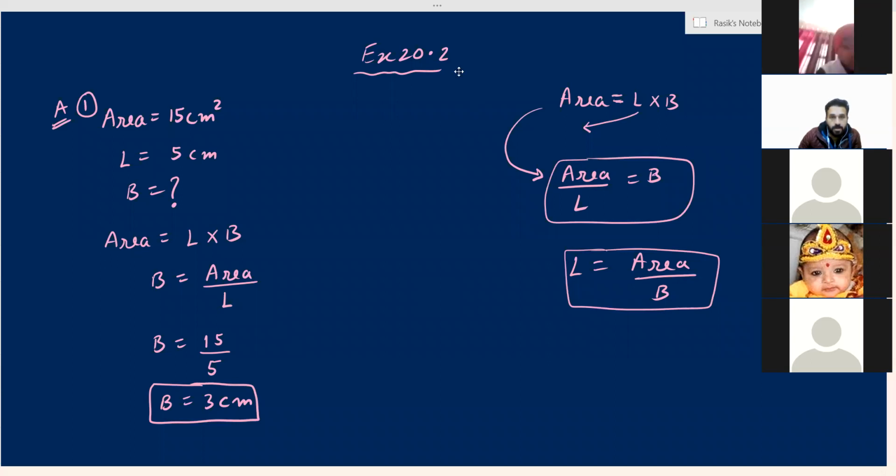Yes, Samar, is there any doubt? Sir, I was saying that we have to show the division also. No, beta, that is not compulsory. Devarya, very good, correct answer of the second part.